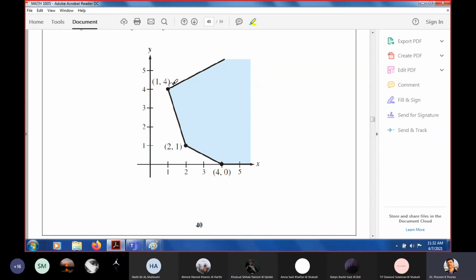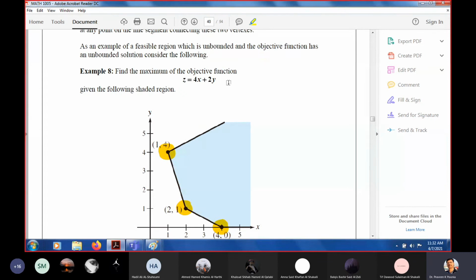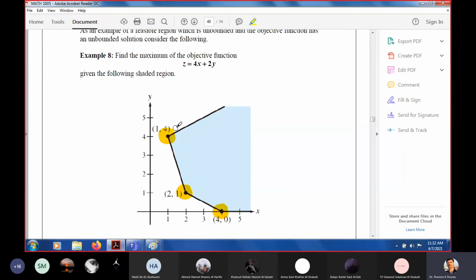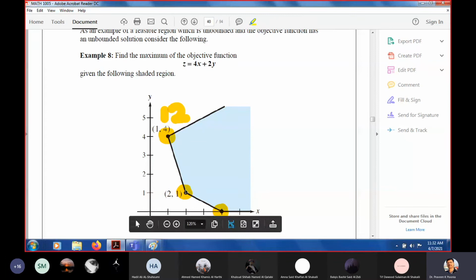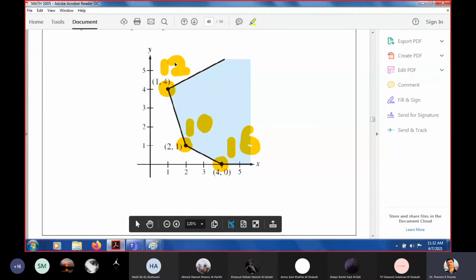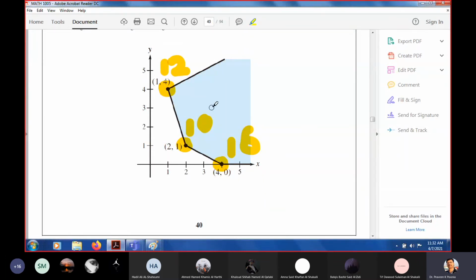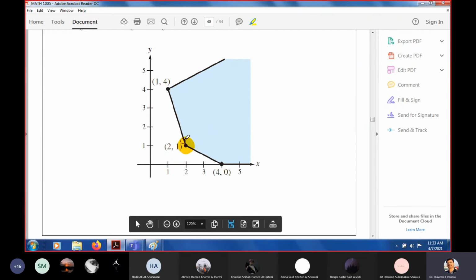But if you want to calculate the minimum, then this is one corner, this is the second corner, and this is the third corner. You can calculate the values at these corners. What is the function? 4x plus 2y. So 4 plus 8, it is 12 here. Here 2, 1: 4 times 2, 8 plus 2, here it is 10. And here 4, 0: 4 times 4, 16. Clear? So the value here is 12, here 10, here 16. So this one is the minimum value.